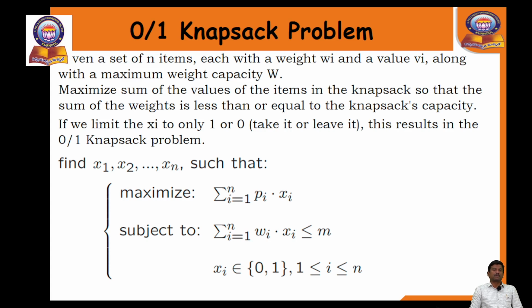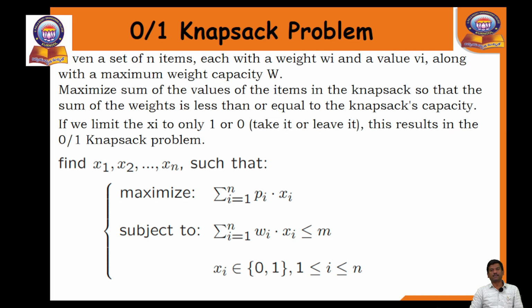Given a 0 or 1 knapsack problem, given a set of n items, each with a weight wi and a value vi, along with the maximum weight capacity w, maximize the sum of the values of the items in the knapsack so that the sum of the weights is less than or equal to the knapsack capacity. If we exceed the limit, either you can take the item or drop the item. If you take the item, xi is set as 1, and if you drop the item, it is set as 0. This results in the 0 or 1 knapsack problem.